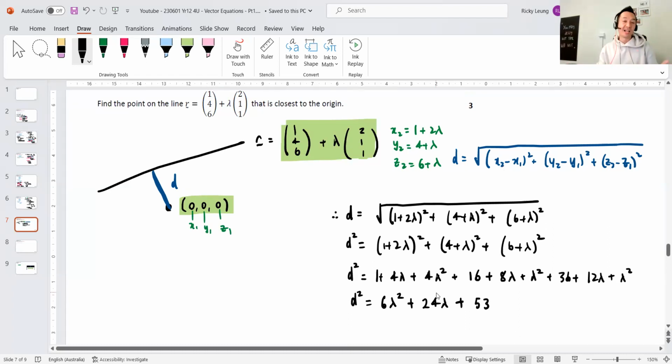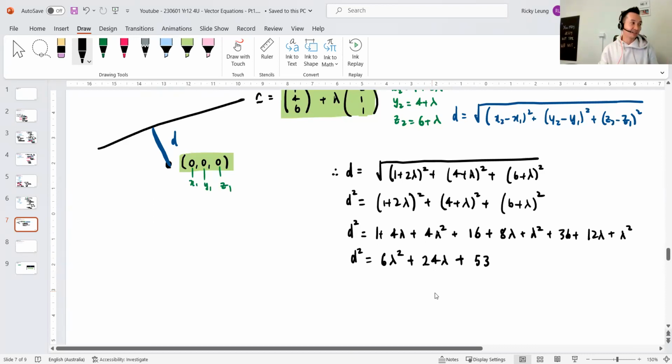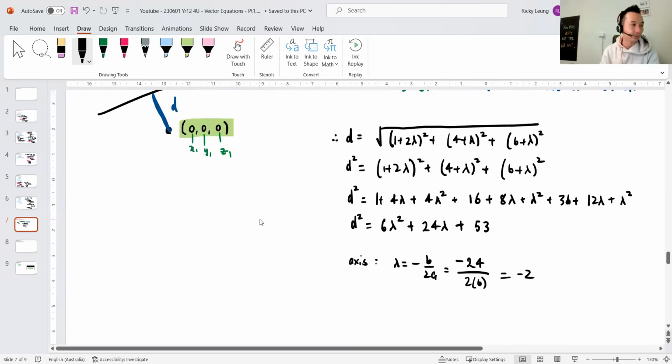So then I can use calculus or I'll just use the axis. I know that the axis of symmetry is minus b on 2a, so lambda equals minus b on 2a, which is minus 24 on 2 times 6. What's that, guys? Minus 2. Sub minus 2 in, you'll get your smallest distance.